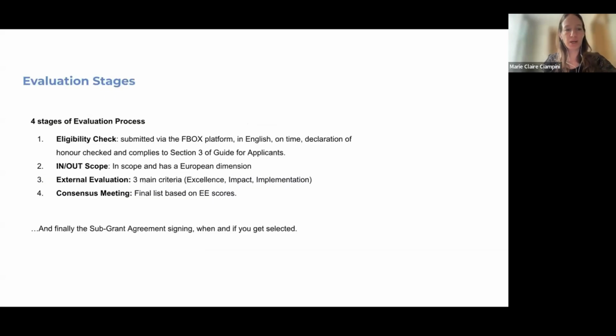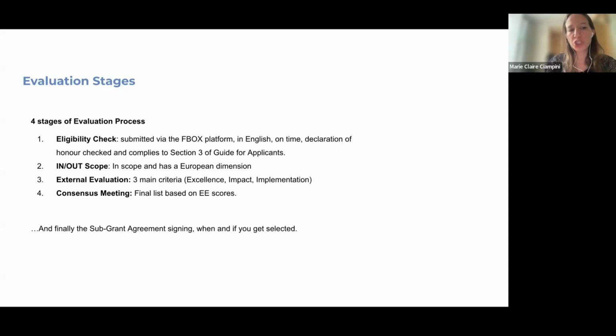Right, and I think I'm coming to the end of this section, the evaluation. So this is obviously critical for you. There is more detail in the guide for applicants, but essentially we have 4 different evaluation stages. So it does take some time until you receive full confirmation that you have been selected. We will communicate to you twice. We will communicate to you after the in and out scope, and we'll communicate to you after the consensus meeting.